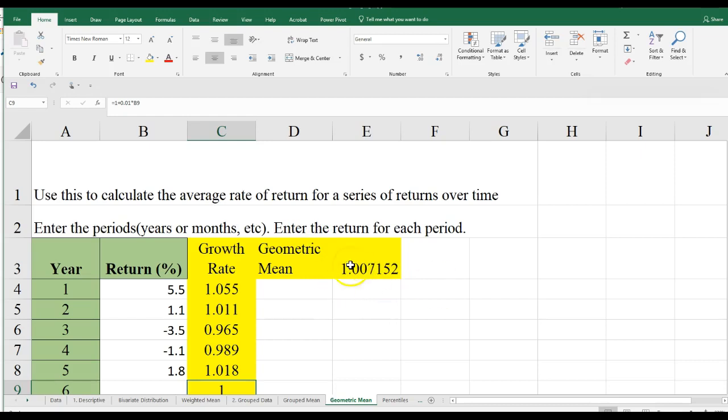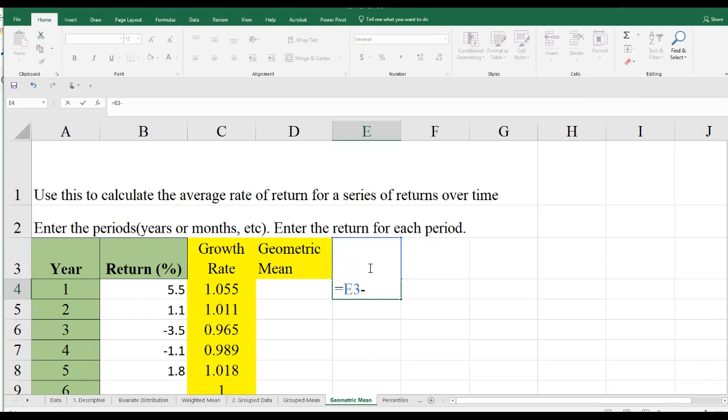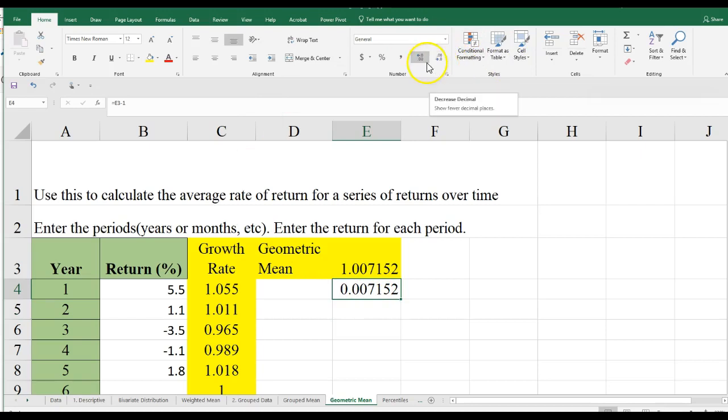So this is our geometric mean, but this is not the growth rate. To get the growth rate, we have to take this value, subtract 1, and then convert that to a percent. I'll format it as a percent.